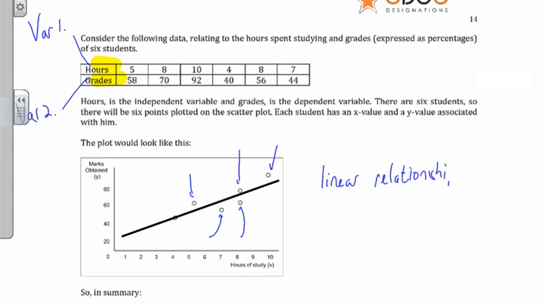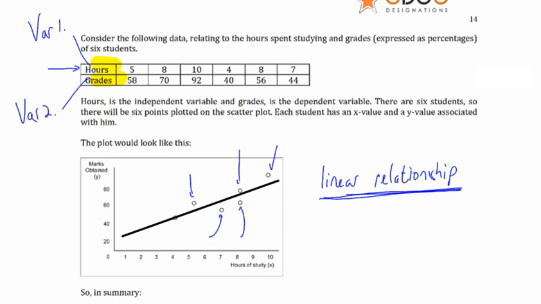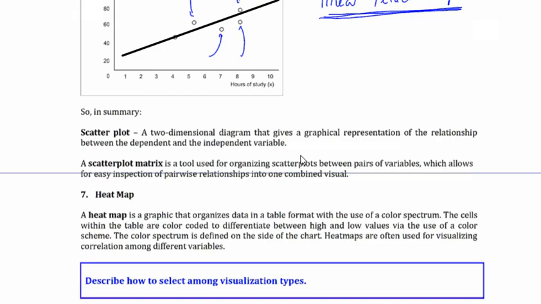And when I could conclude such a thing, that there is somewhat, not a perfect, but somewhat of a linear relationship, then what could I go back and tell my candidates? Listen, guys, the more hours you put in, yes, there's a relationship. The more hours, very likely, a good chance that the higher your grades will be. So there we've got our various scatter plots. And a scatter plot matrix allows for an easy inspection when there's what we call pairwise relationships, and I can put them all into one combined visual.